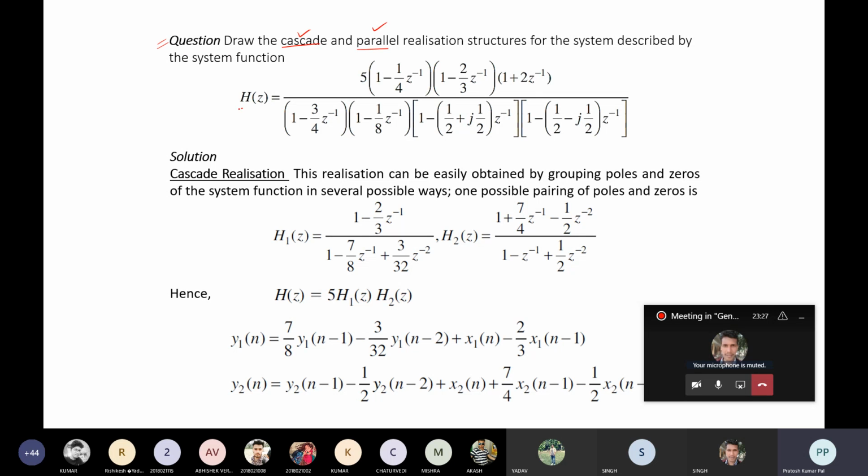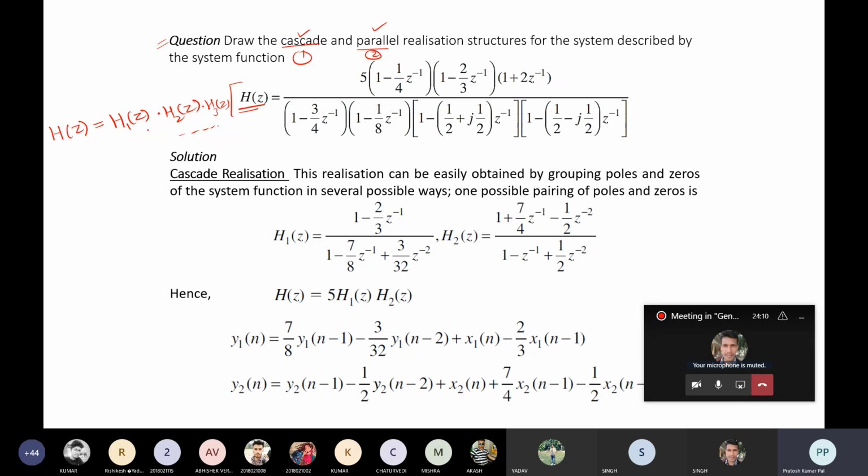So here a transfer function is given. H of z is equal to this transfer function, and we need to realize the given H of z into the cascade form first, and then the parallel form. Okay. So we will see one by one. So in the cascade form, what is the method we should be proceeding with? In cascade form, whatever H of z is given, we will be writing it as H1 of z into H2 of z into H3 of z and so on.